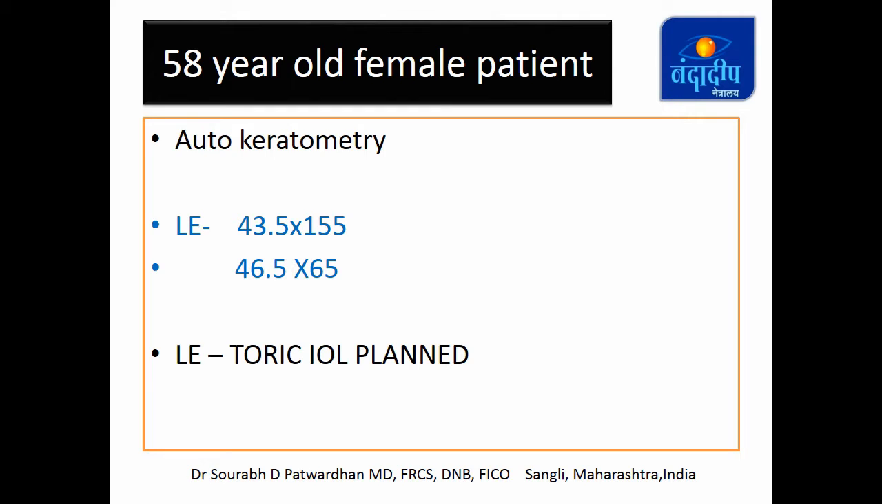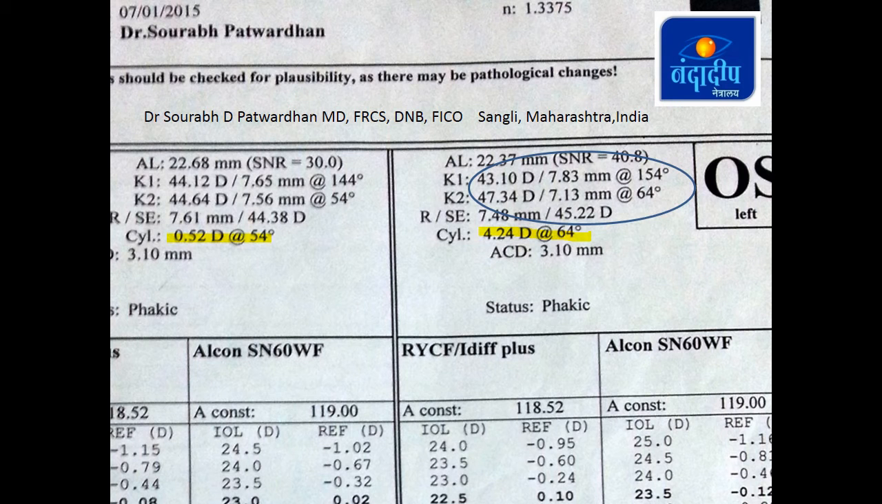A 58-year-old female patient presented to us with a left eye dense mature cataract with vision of hand movements. Her autokeratometry showed a significant amount of astigmatism in the left eye. This was again confirmed on IOLMaster readings, which showed a steep axis at 64 degrees with a cylinder of around 4.24.